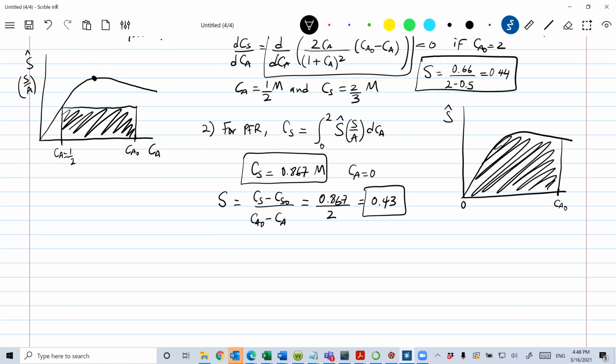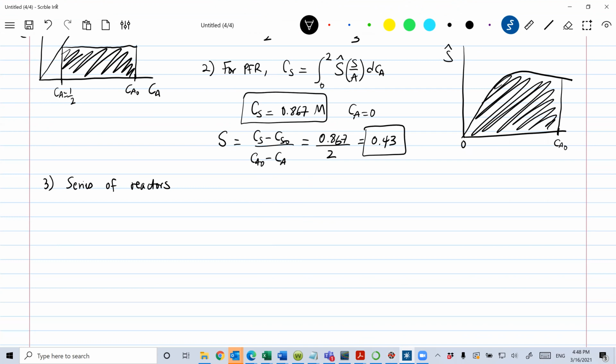Okay, now the third question is asking about a series of reactors and how you would put them together. So you can draw this again. Now, what you want to do is say, okay, if I'm starting from CA naught and I use a CSTR first, I can operate the CSTR at the maximum selectivity. This is X max. I can operate at this X max.